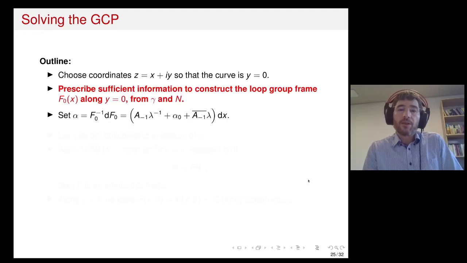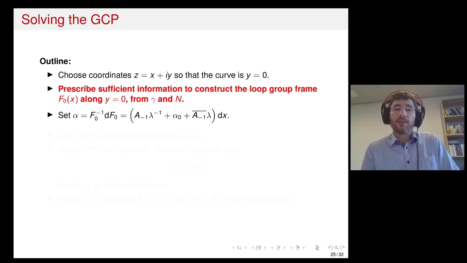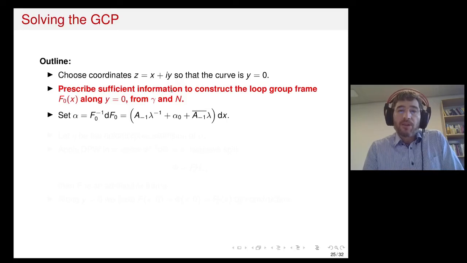You can actually do that. So here's how you would do it for spherical surfaces. You want to solve the Cauchy problem with, say, a prescribed normal n. So first of all, you choose coordinates so that your curve is given by y equals 0. This means, of course, you can do this if your curve is an open curve in C, not a closed curve. Then you prescribe sufficient information to construct the loop group frame, let's call it F0 of x, along y equals 0 from gamma and n. It's possible to do that. I'm not going to write it down here, but you can do that. So now you have the Maurer-Cartan form of this extended frame along the curve. It will look like this. This is similar to what we had for an admissible frame, but because it's just along a curve, you have dx instead of dz here and dz bar there.